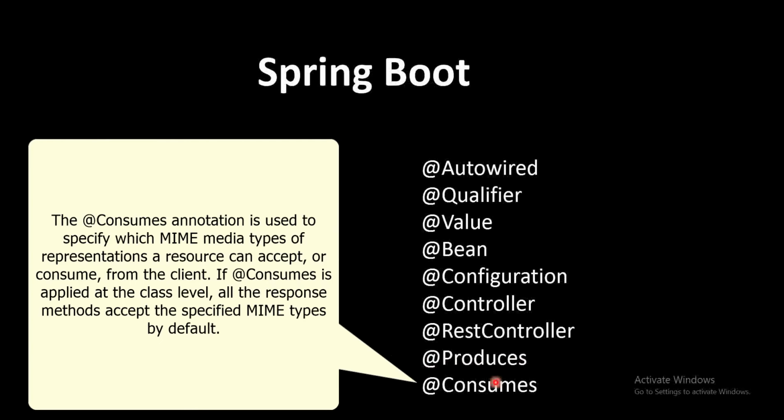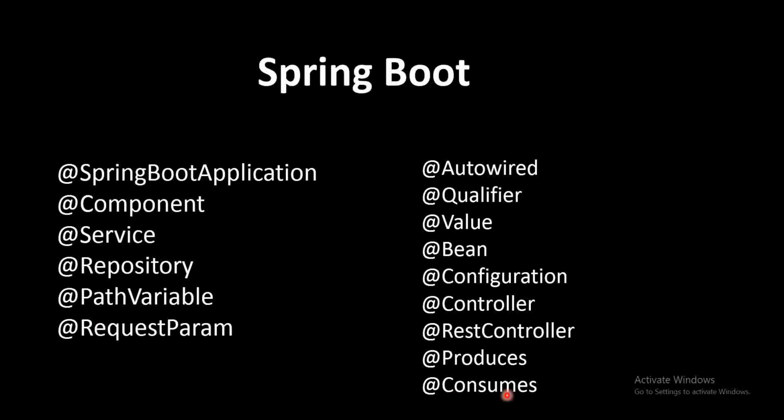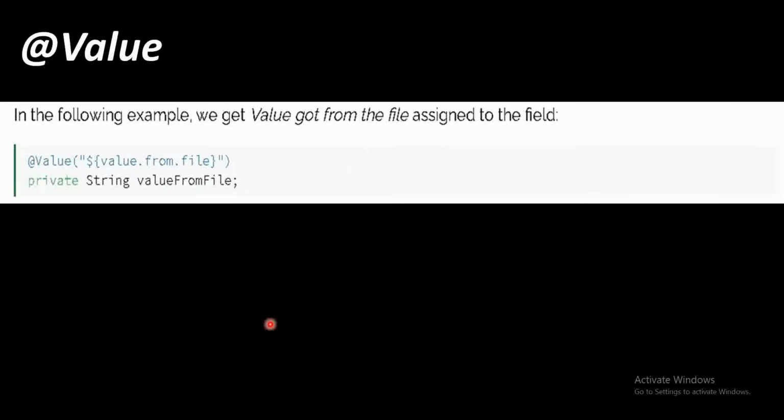Then consumes. This specifies which media type of the resource representations are accepted or consumed by the server from the client. Sometimes we have to mention the response type like application/JSON, application/HTML or text, that we can mention using these annotations. So far we have learned each and every annotation. So let's have a quick revision of these annotations.